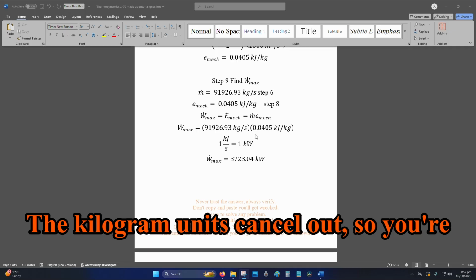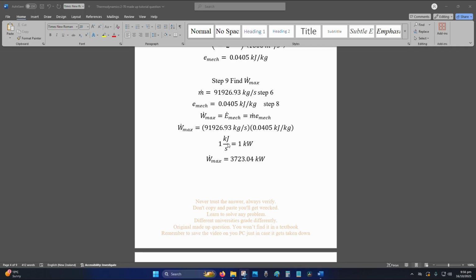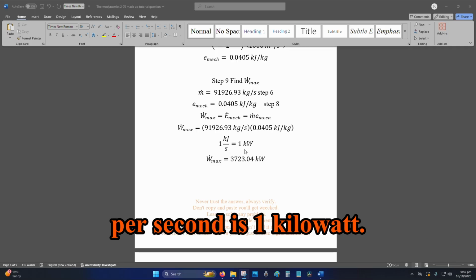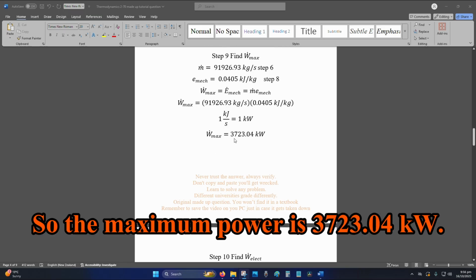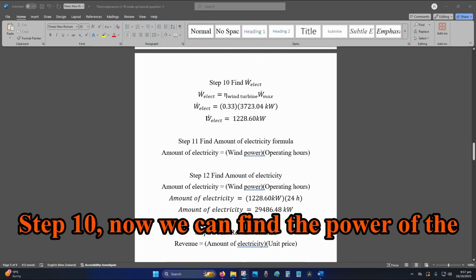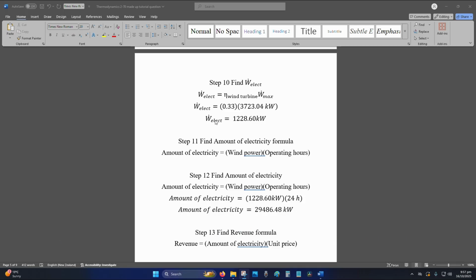The kilogram units cancel out, so you're left with kilojoules per second. It is a 1-to-1 ratio for kilowatts. 1 kilojoule per second is 1 kilowatt. So the maximum power is 3,723.04 kilowatts. Step 10, now we can find the power of the electricity generated.